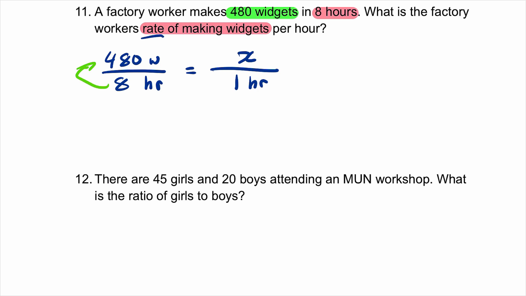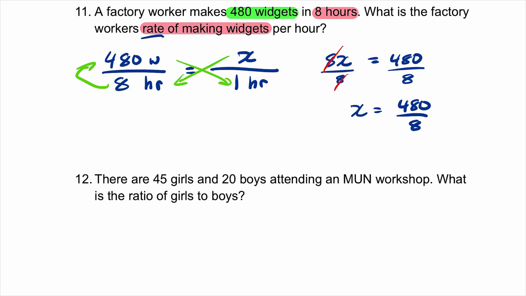But if I'm cross multiplying, I'm going to do this. 8 times x gives us 8x equals, and I cross the other way, 480 times 1 is 480. And now when I divide by 8 on the left and divide by 8 on the right and cancel, I'm down to x equals 480 divided by 8, which is exactly what we said to do right here. Okay, so if we divide 480 by 8, we end up with 60.